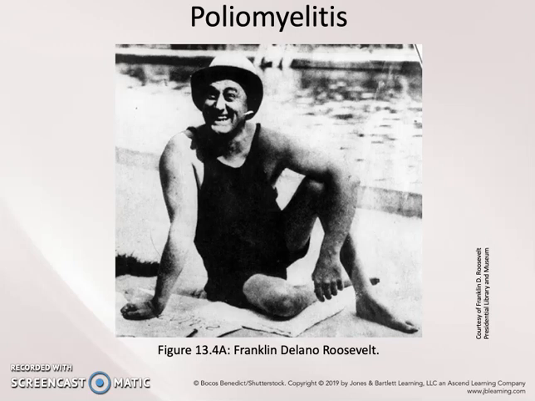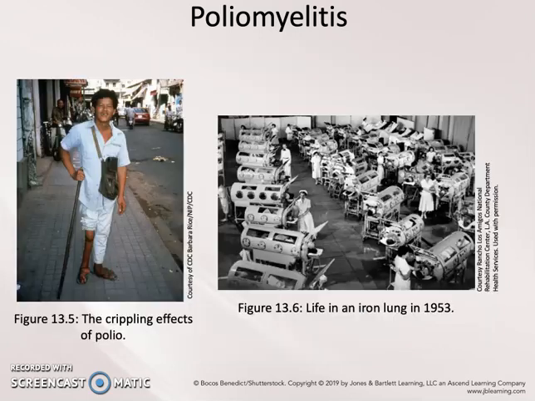Replication in the spinal cord and nerve cells causes paralytic poliomyelitis, resulting in severely deformed limbs. Paralysis usually occurs within a week to a few weeks from the time of initial infection, and in about 2 to 10% of cases, death occurs.